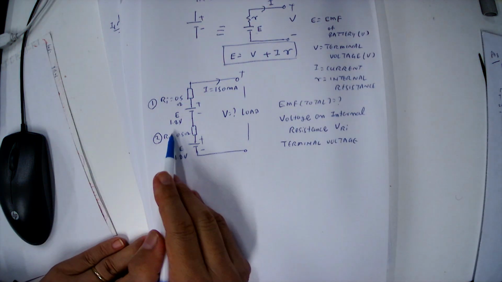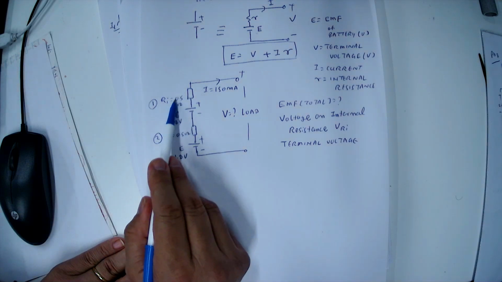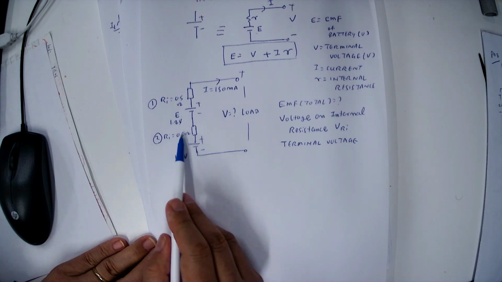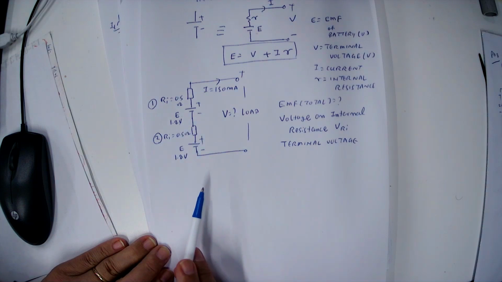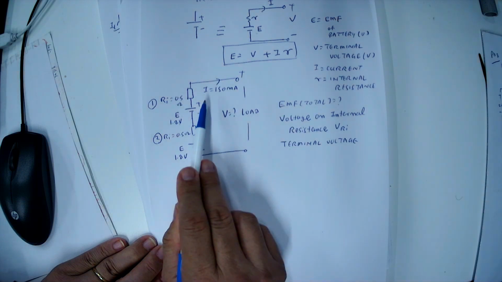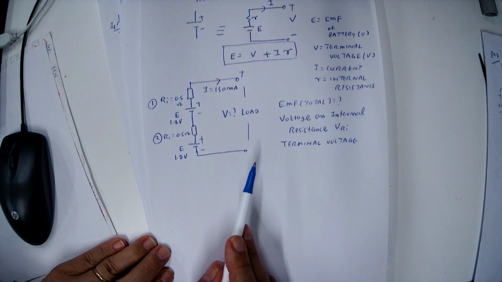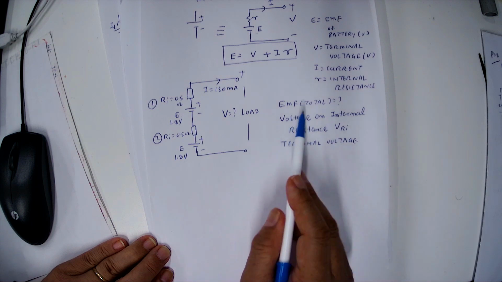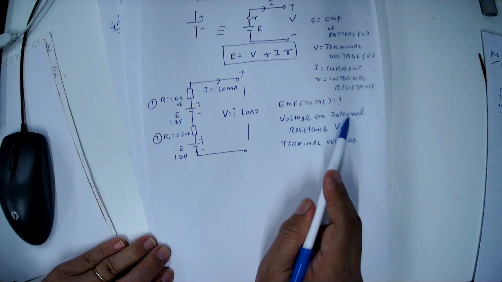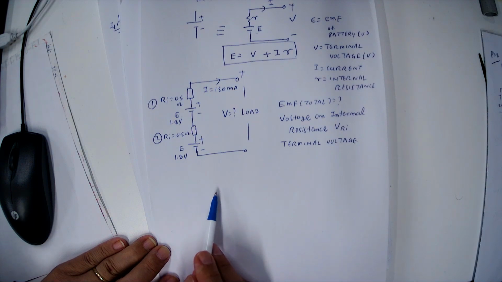Battery 1 has electromotive force 1.8 volt, internal resistance 0.5 ohm. Battery 2 has electromotive force 1.8 volt, and internal resistance 0.5 ohm. Two batteries are connected in series and connected to the load. When they are connected to the load, the current is 150 milliampere. We need to calculate the total electromotive force, the voltage on the internal resistance, and also the terminal voltage. Both things need to be calculated.